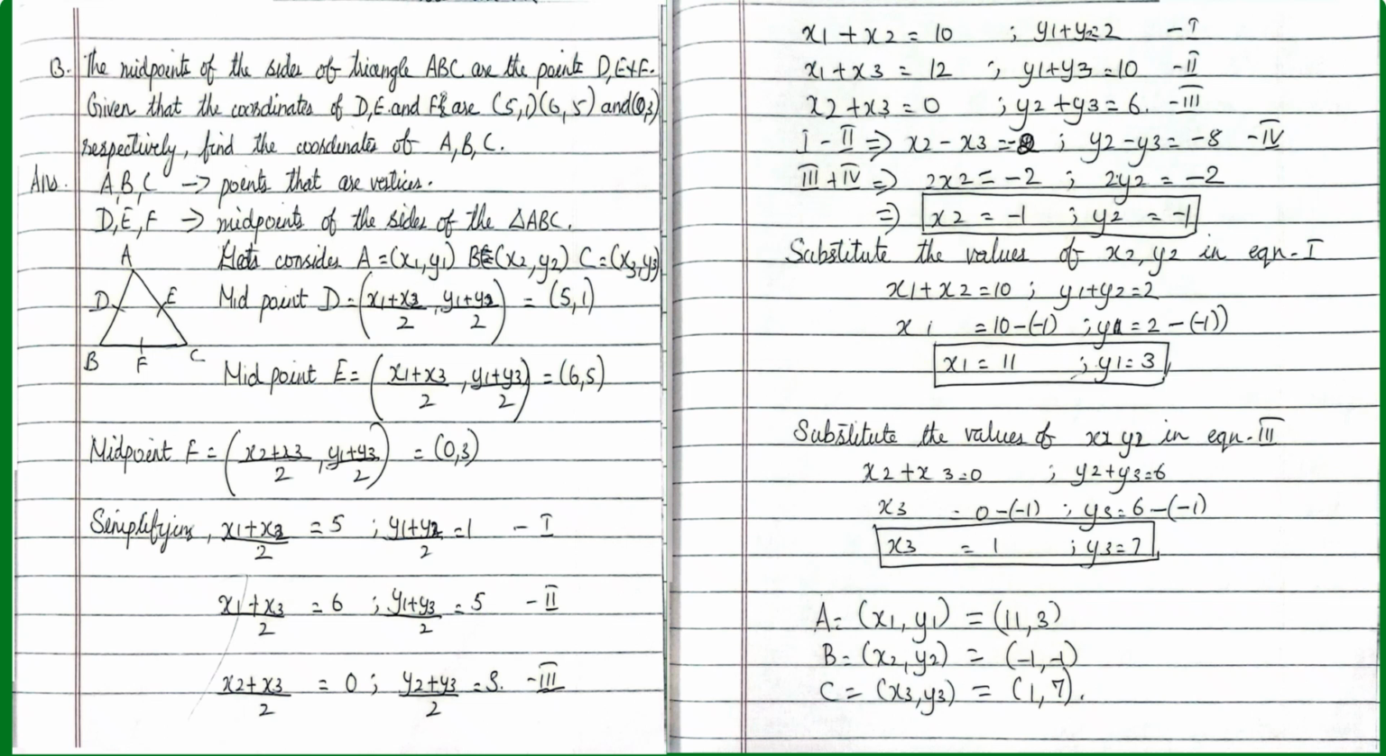How do we go about it? We just replace the values of x2, y2 in equation 2 and we get the values of x3 and y3. So x1, y1, x2, y2, x3, y3, the values we have derived, are nothing but the x and y coordinates of A, B and C. So, we get the mentioned values.